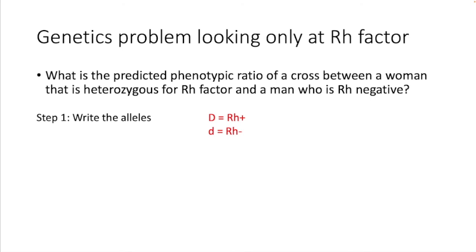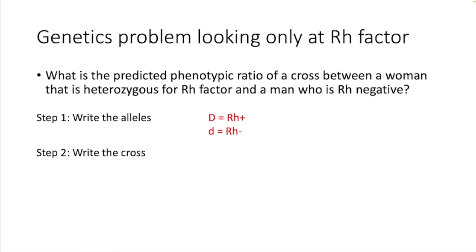Now all we have to do is pull apart the sentence. We've got a woman that's heterozygous and a man who's Rh negative. Heterozygous means having one of each allele, and the man's Rh negative, so he must have two of the little d alleles, because that's the only way that you would not have any of those antigens on the outside of your red blood cell.